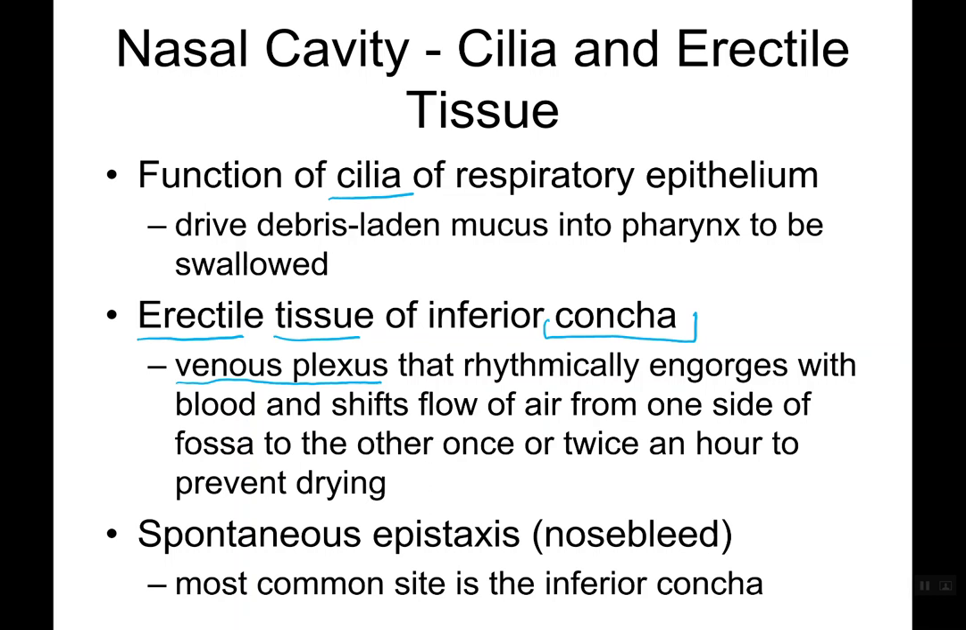Spontaneous epistaxis, which is called a nosebleed, is usually present in the inferior concha, and this is because the epithelial tissue inside the nasal cavity has developed a thin spot, either from you picking your nose or booger flakes off and thins it out or something of that nature. And then the venous plexus is exposed to the air and bleeds a little bit, and they usually resolve themselves pretty quickly.